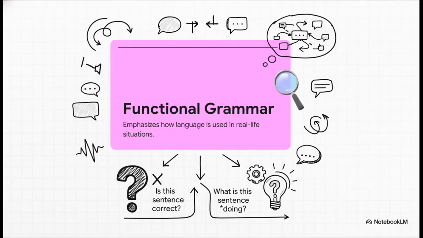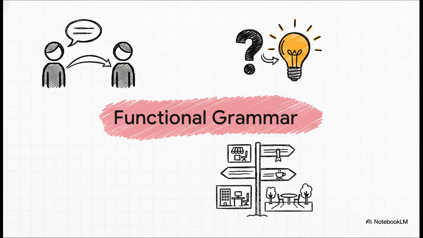This approach completely changes the question we're asking. Instead of asking, is this sentence grammatically correct, it asks, what is this sentence trying to do? It's all about connecting a grammatical structure to its real-life purpose, to its function. So with functional grammar, context is everything. You don't just memorize a rule, you understand why you're using it.